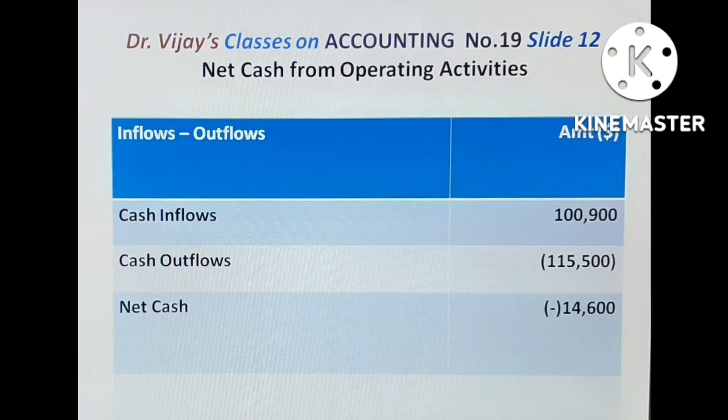Net cash flow from operating activities, that is inflows minus outflows. Cash inflows total is 1,900,000. Cash outflows total is 1,15,500. As a result, net cash flow is negative 14,600.